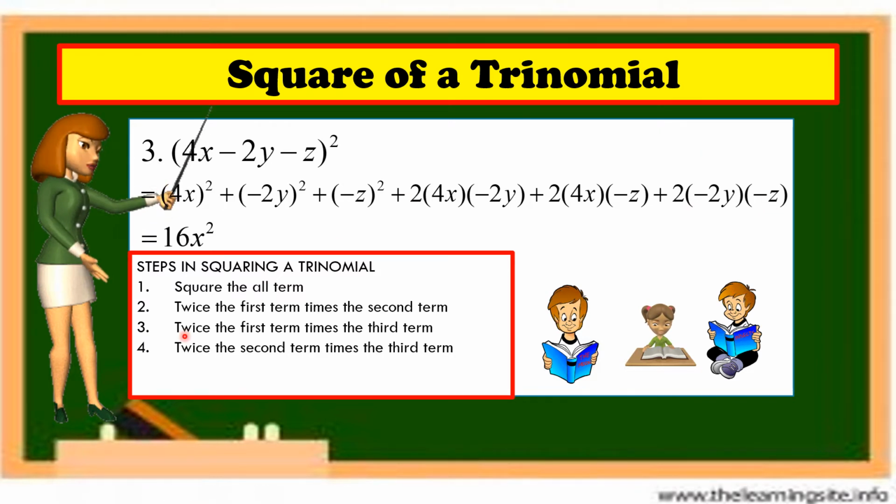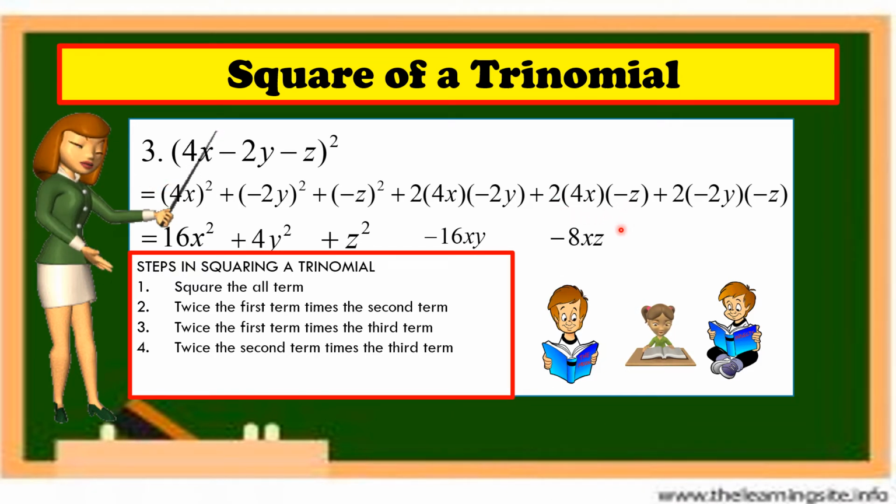Next, we have 4x times 4x is 16x squared. Negative 2y times negative 2y is positive 4y squared. Negative c times negative c is positive c squared. 2 times 4x is 8x times negative 2y is negative 16xy. 2 times 4x is 8x times negative c is negative 8xc. 2 times negative 2y is negative 4y times negative c is positive 4yc.